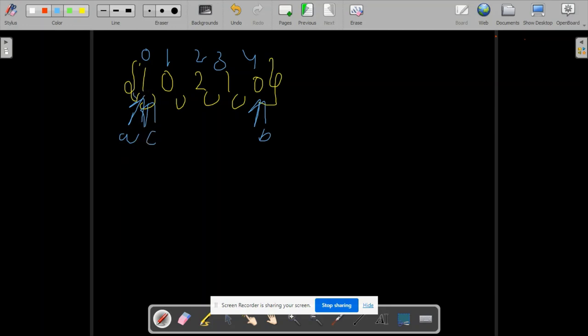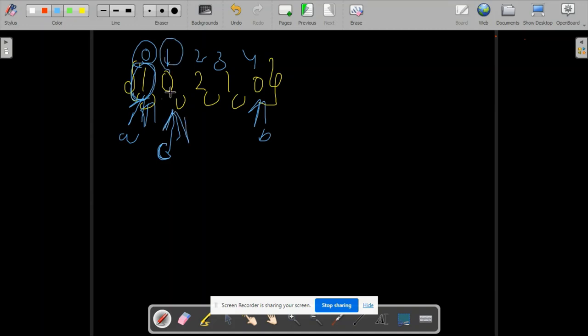Now, C says, okay, my value is 1. It means I am supposed to take care of this value. So it will do nothing. It will just move further. Why will this C move further? Because at the 0th index it found a 1 and it has nothing to do with this 1, because this 1 belongs to this C only.